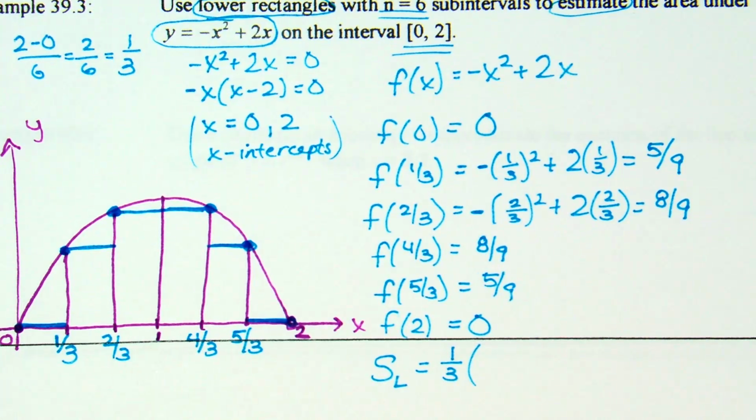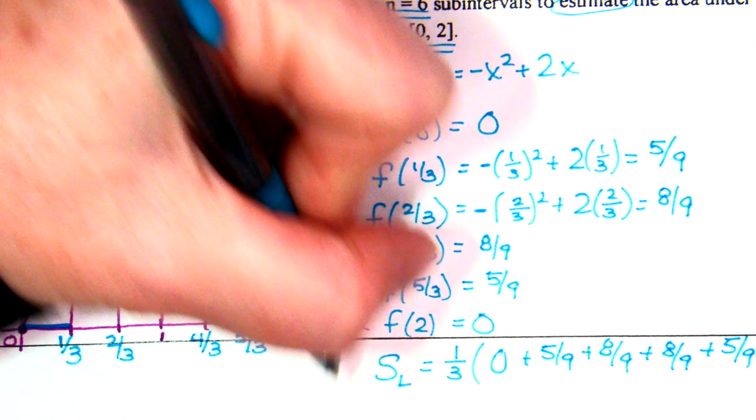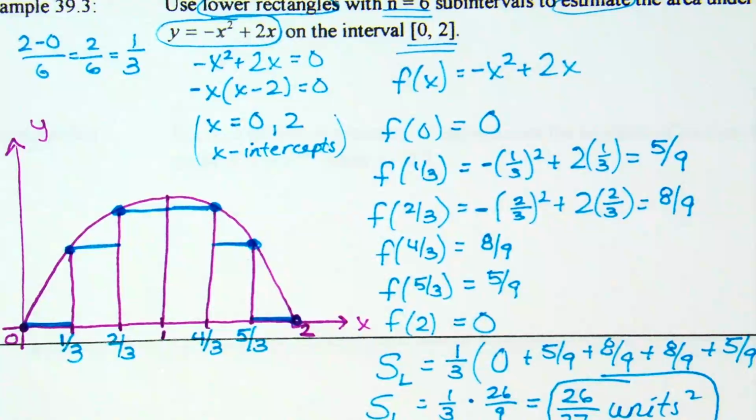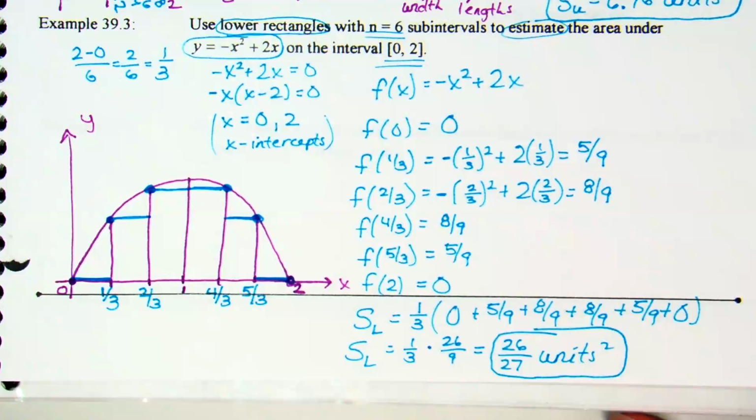Okay. So 1/3, and then you're going to be adding 0, 5/9, 8/9, 8/9, 5/9, and 0. So it's 1/3 times 26/9, which is 26/27 units squared. Is there a decimal equivalency? I'm sure there is. Do I know what that decimal equivalency is? No. Do I care? No.